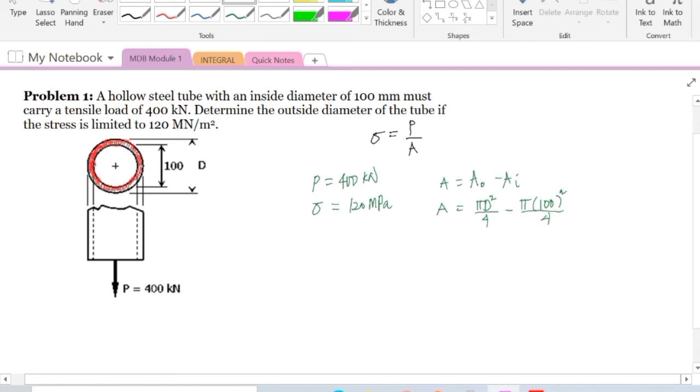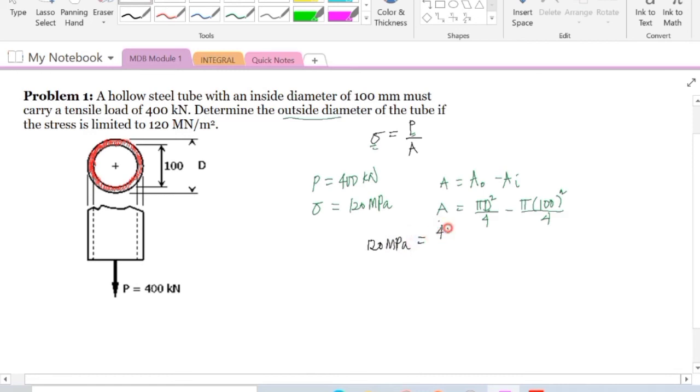Now, since we already have the value of the stress and we have the load P, so sa area, yung ano natin dito is the outside diameter, and that is the required outside diameter. So therefore, makukomplete na natin yung outside diameter. So substituting the value, we have the stress is equal to 120 megapascal. That is equal to P.